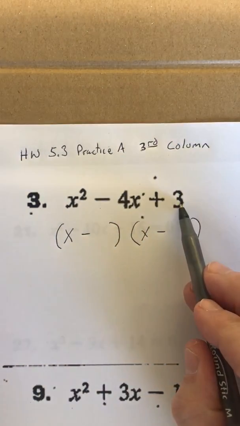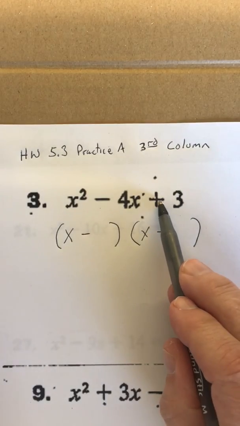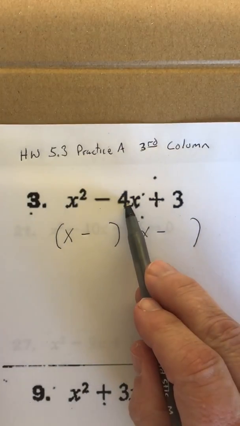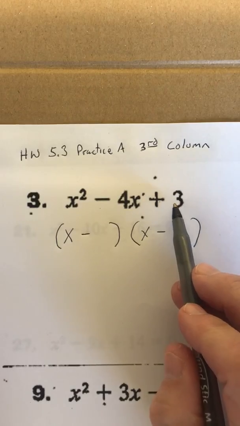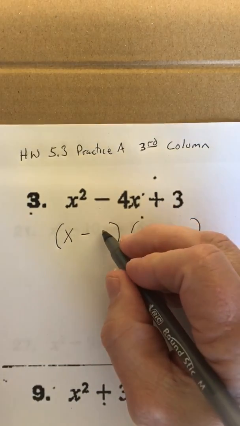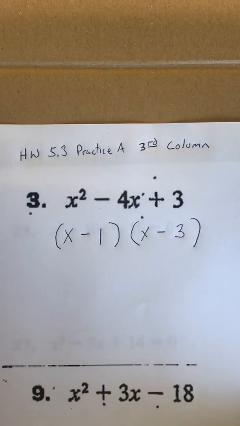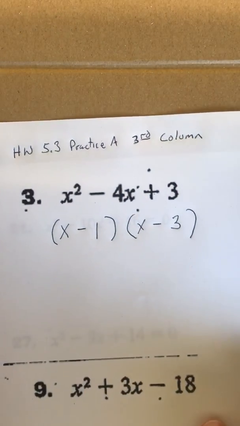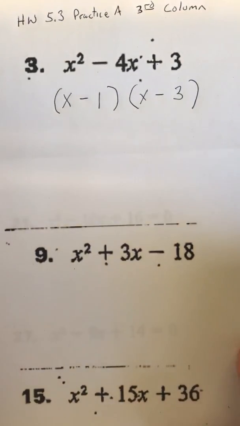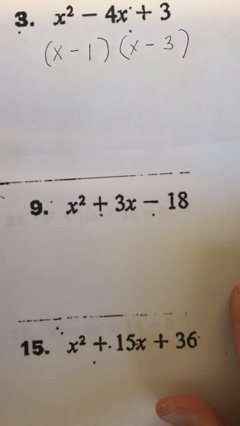And then we want to do our factors of 3, that when we add them up, we get a 4. And the factors of 3 are 1 and 3. And they add up to 4, so we put a 1 here and a 3 there, and that's your answer for number 3.